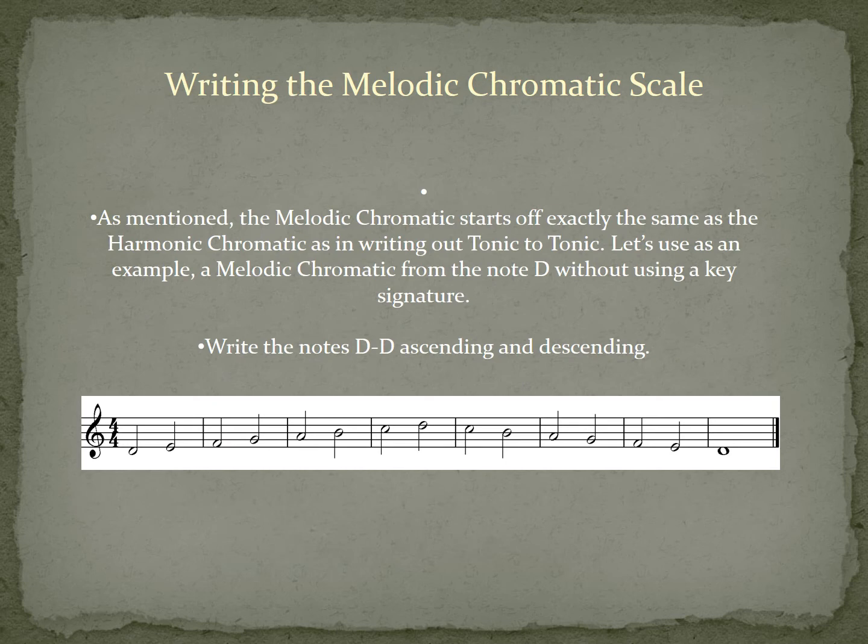So let's have a look at writing one out. So as mentioned, the melodic chromatic starts off exactly the same as the harmonic chromatic, as in you write out tonic to tonic. So you can see in this particular case, I've gone from the D up to the D, back down to the D again. Okay, we're going to be doing a melodic chromatic from the note D, and again without a key signature.